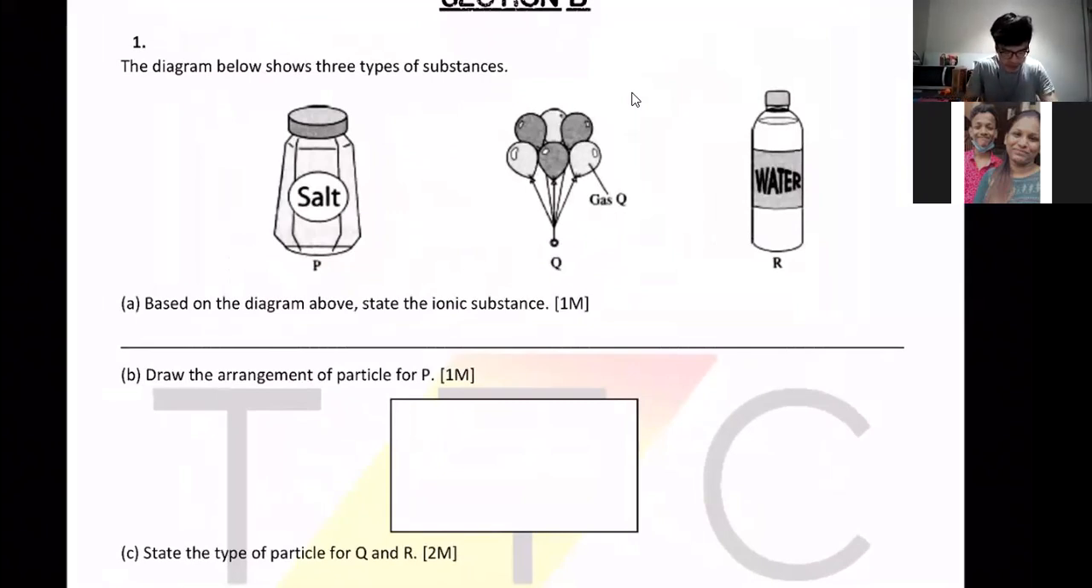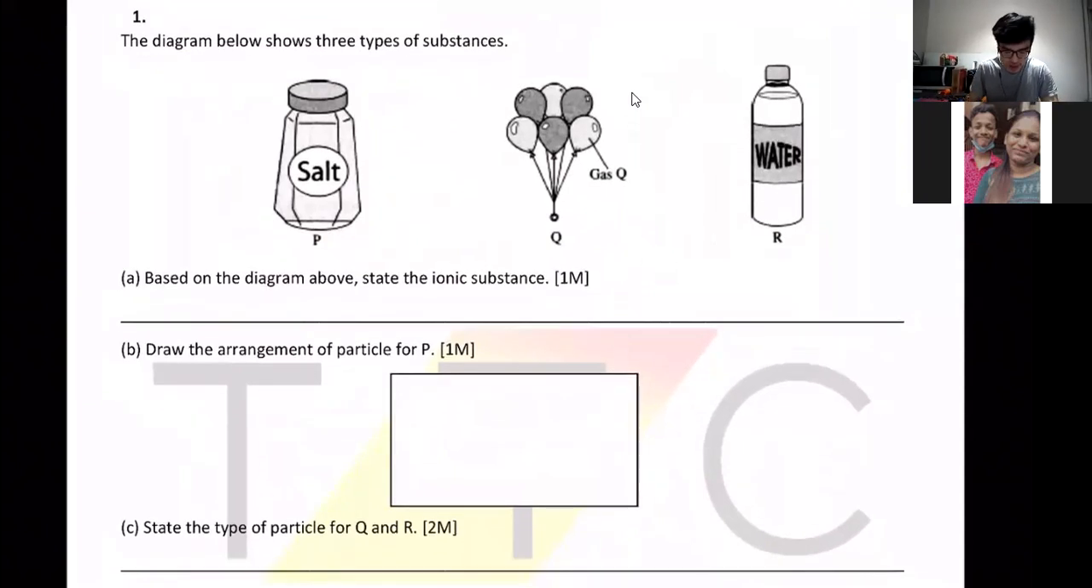Question one. The diagram below shows 3 types of substance. This should be pretty familiar to you. If you don't, then we shall revise along the way. State the ionic substance. Ionic substance should be P. If you forgot already, it's okay. Gas Q should be your helium gas. Helium gas is made from atom, purely made from atom.